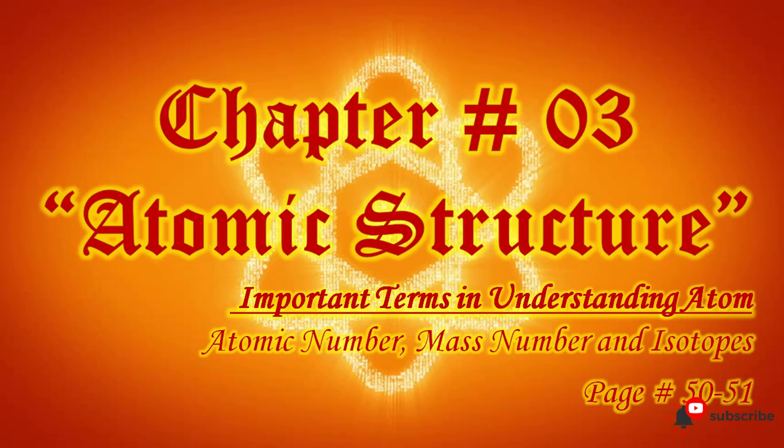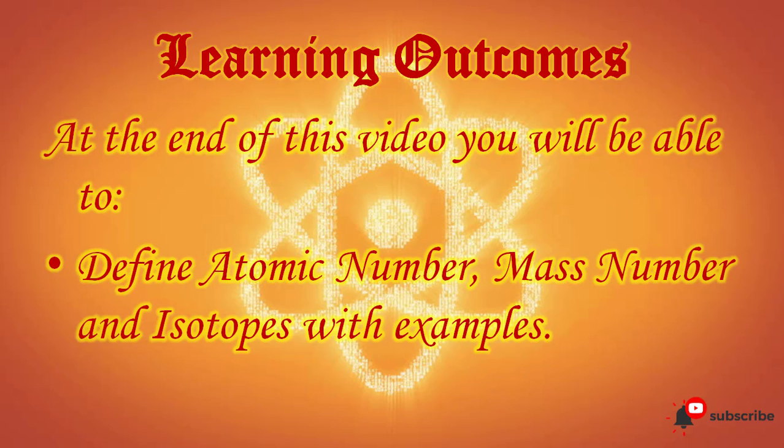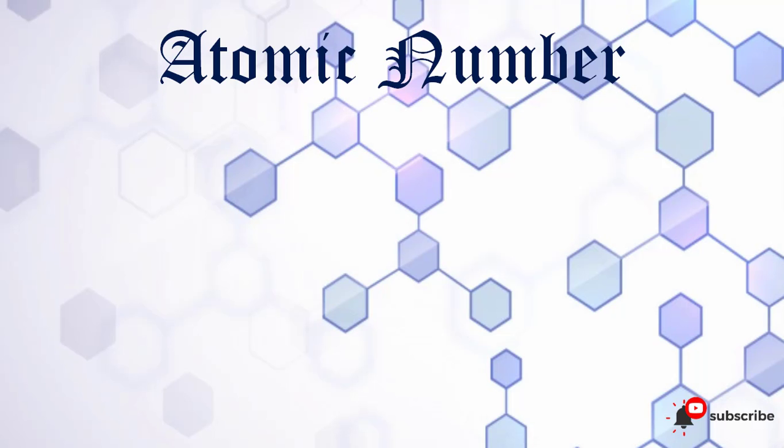In this video we are going to discuss some of the important terms used in understanding the atom, that is atomic number, mass number and isotopes, given on page number 50 and 51 of your book. At the end of this video you will be able to define atomic number, mass number and isotopes with example.